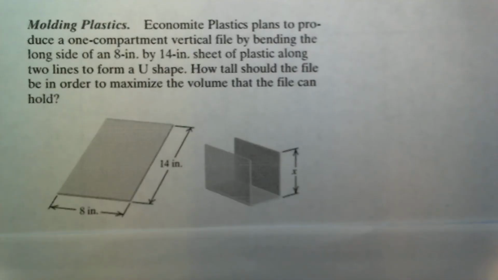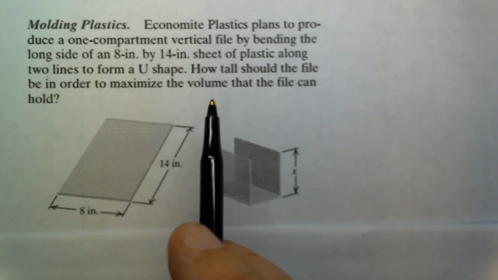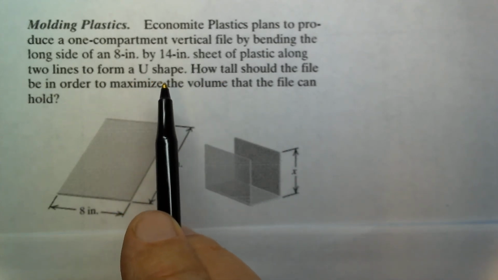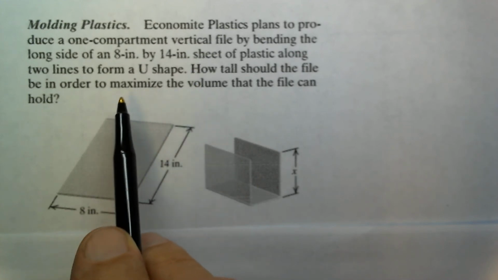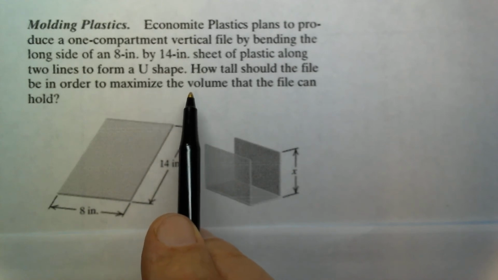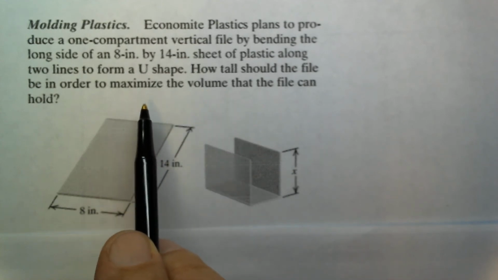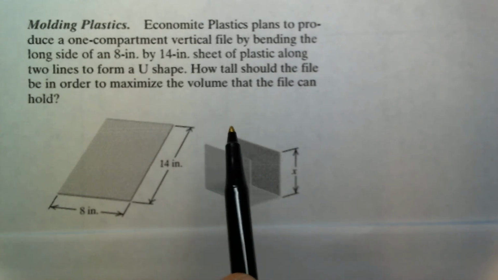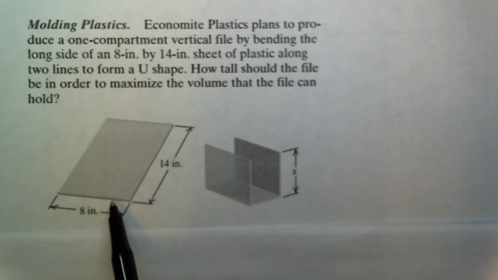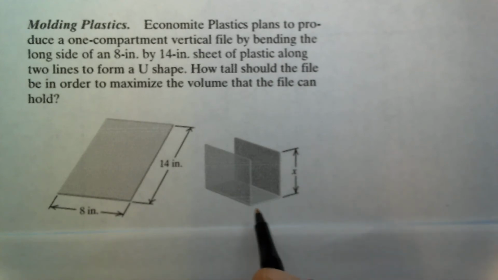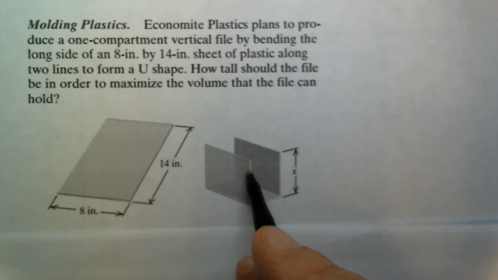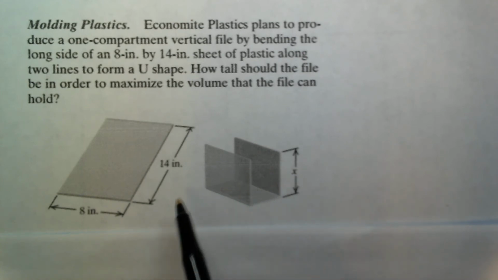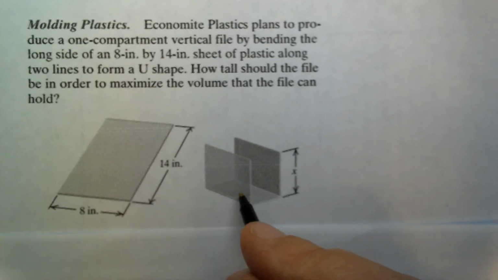So here's an example of maximization. Economite Plastics plans to produce a one-compartment vertical file by bending the long side of an 8-inch by 14-inch sheet of plastic along two lines to form a U-shape. How tall should the file be in order to maximize the volume that the file can hold? So here's the original sheet, 8 by 14 inches. So then this height would be x, and of course this height would also be x.